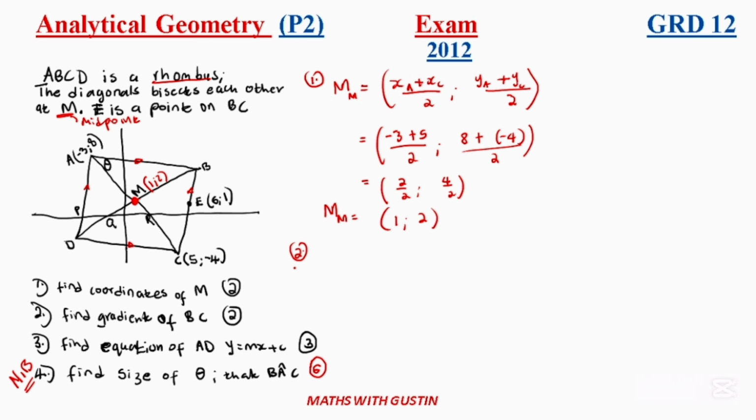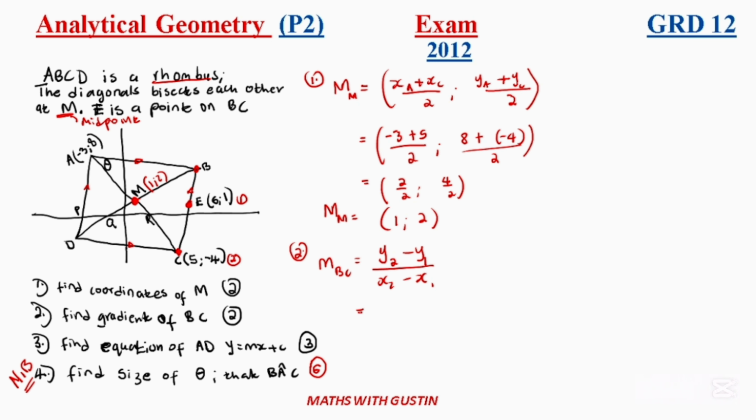Okay, now they're asking us to calculate the gradient of BC. Gradient, small letter m, of BC. BC is this one here. We need 2 points for the gradient. This time around, let me use y2 minus y1 all over x2 minus x1, so that you guys can see that basically these things are the same. I'm going to choose this one as my first coordinate. This one will be my second one, because they're on the same line, so I can also use E as a point there.